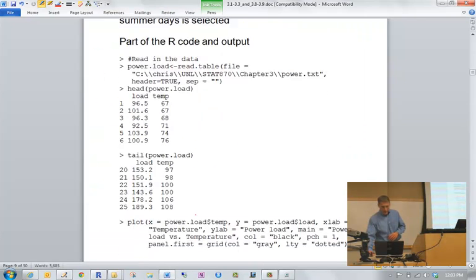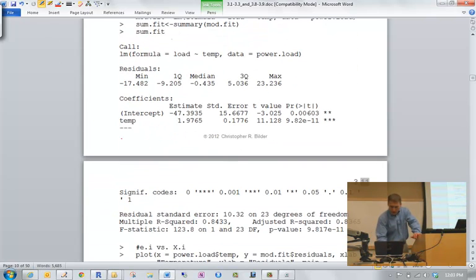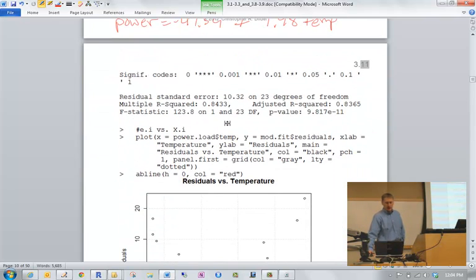So let me go back to Word here. My sample regression model, this is how I would write it, is power hat equal to negative 47.39 plus 1.98 times temperature. Notice this t-test here. Wow, a very small p-value, saying that there's sufficient evidence of a linear relationship. We've got to be careful there, though. We'll see why coming up.